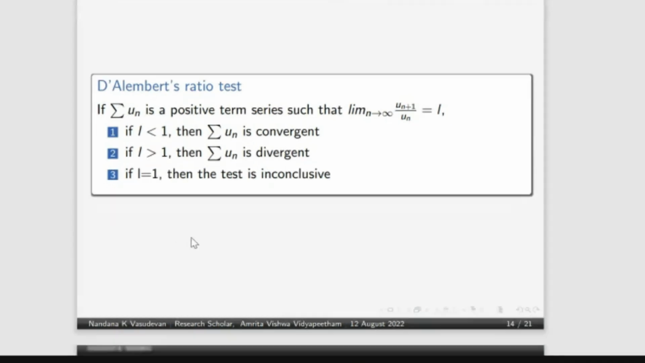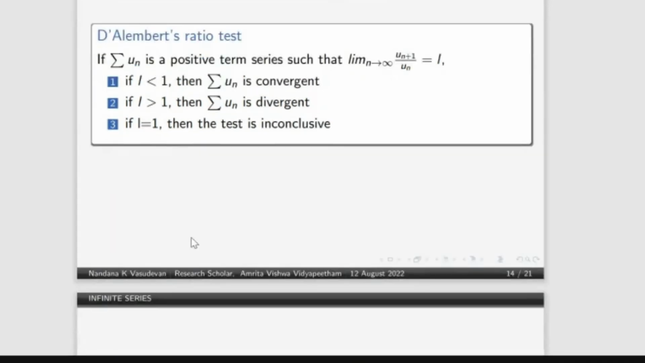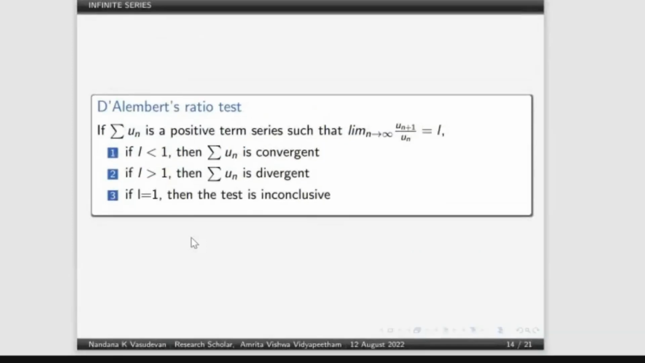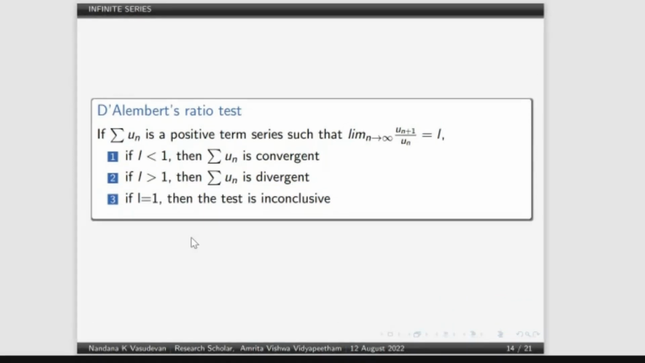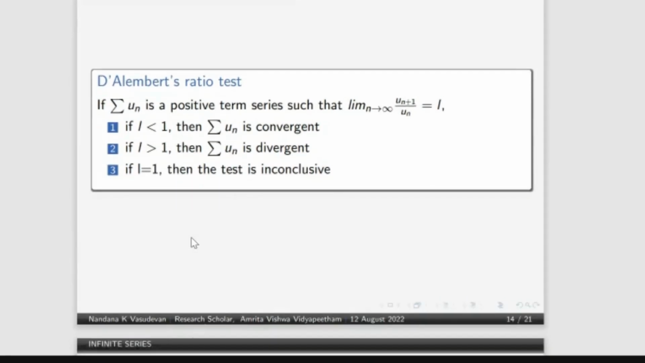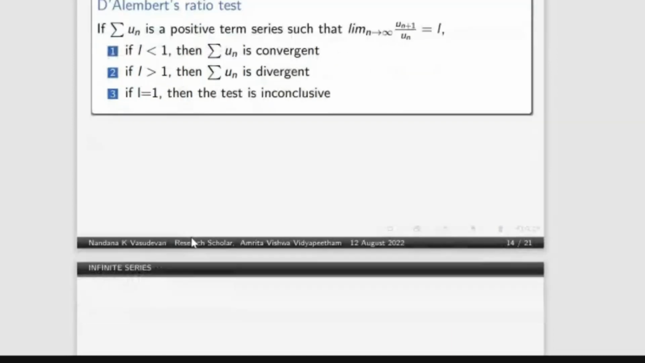But most of the time I didn't find any questions which use these. They use some other twisted ideas apart from using these direct tests, right? So that is why I didn't include them in my lecture part.